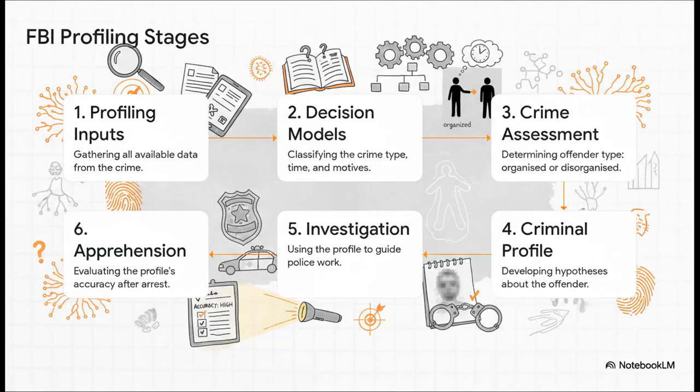To make it all seem a bit more scientific, the FBI laid out their process in these 6 stages. It's pretty logical, really. You start by gathering all the data, the profiling inputs, and you work all the way through to apprehension, where, and this is crucial, you check to see if your profile was actually accurate. Knowing these stages is some solid AO1 knowledge for you to bank.